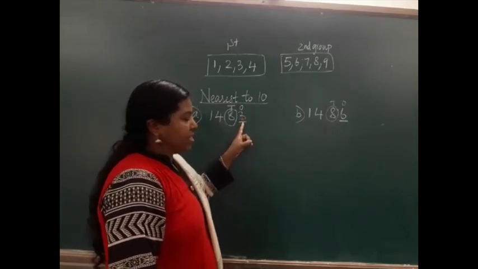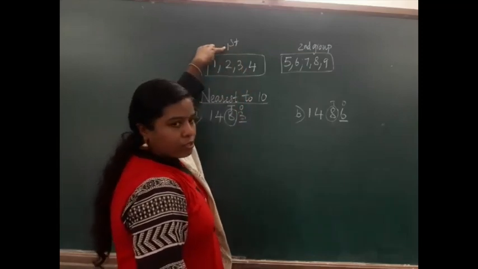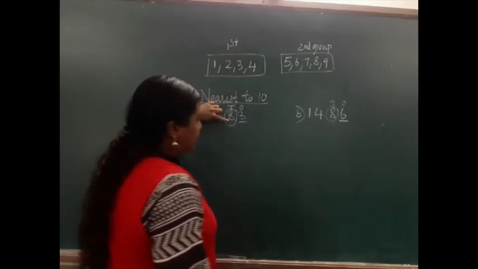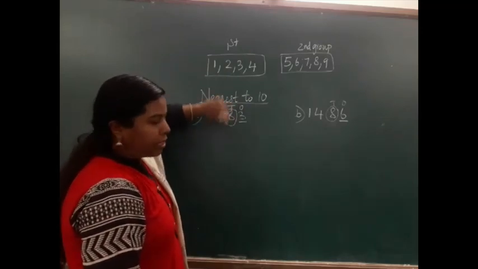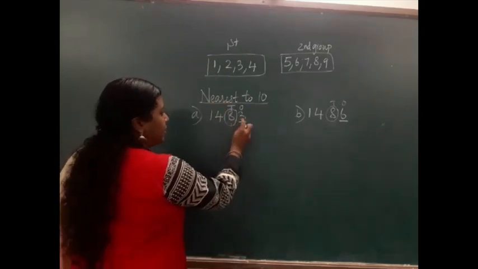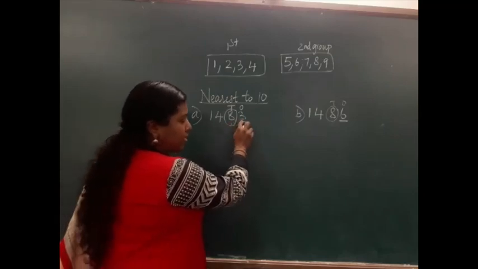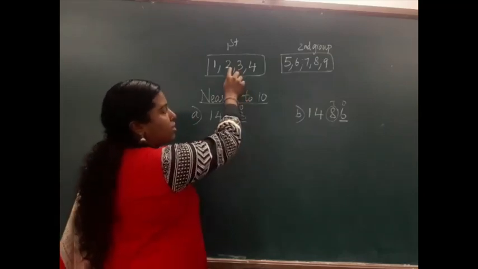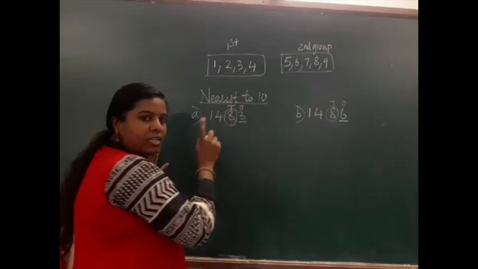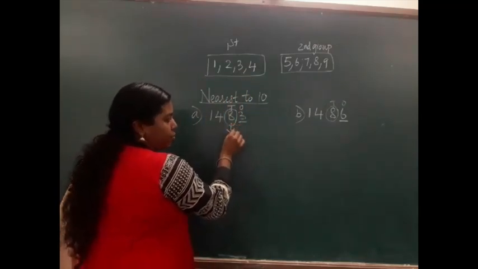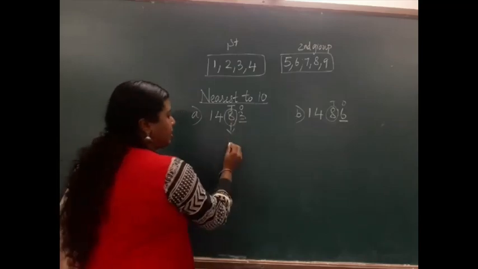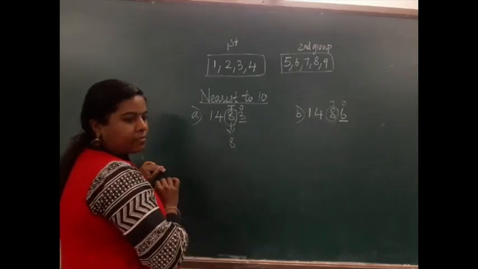If this digit comes under the first group, we will write the circled digit as it is in the rounded number. That is, here the digit is 3. So it belongs to the first group, or it is below 5. So what should we do? We have to write the circled digit as it is.